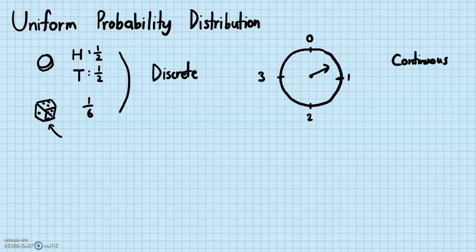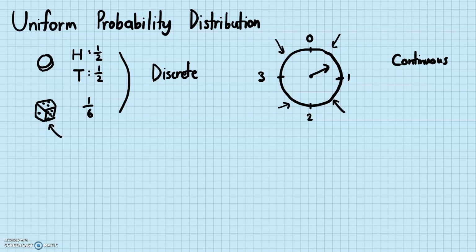But again, these are both uniform because each of the cases, in this case landing in any of these quadrants, is equally likely. That's why this is a uniform probability distribution.